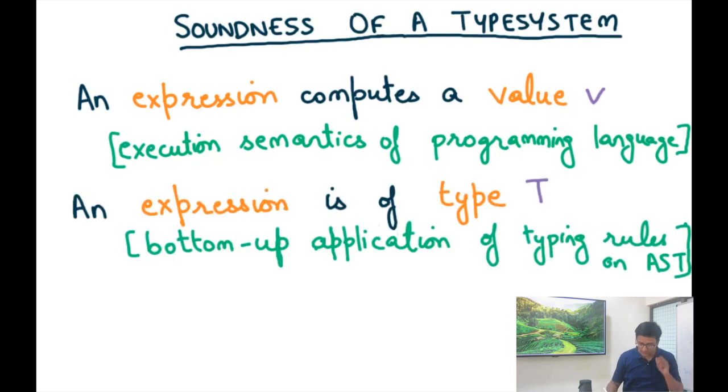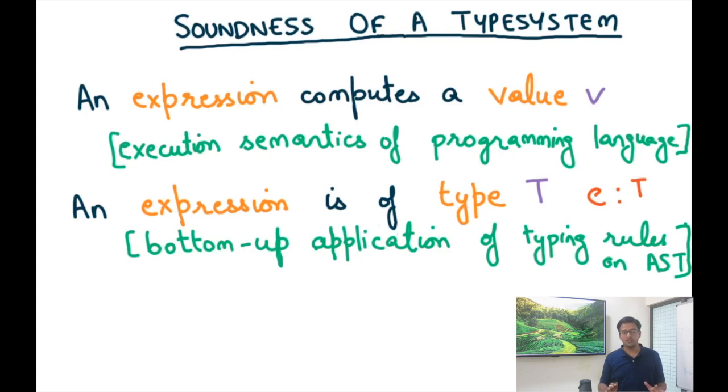On the other hand, this type checking or type inference algorithm is assigning a type to every expression. So, we have judgments of the type: an expression is of type t, or what we also say, E:t. So this type proof is basically constructed through a bottom-up application of the typing rules on the AST, as we just discussed. And notice that this has nothing to do, at least so far, with the execution semantics. We're just applying the rules.